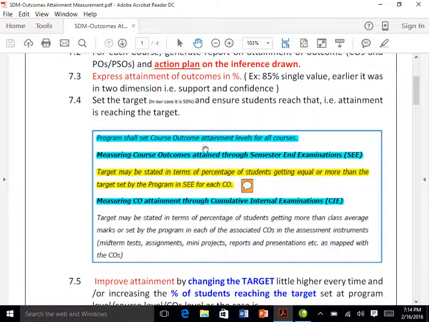Program shall set the course outcome attainment levels for all the courses. Measuring course outcomes attained through semester end examination: target may be stated in terms of percentage of students getting equal or more than the target set by the program in the semester end examination for each CO. Measuring course outcome attainment through cumulative internal examination, CIE: target may be stated in terms of percentage of students getting more than class average marks, or may be set by the program in each of the associated COs in the assessment instruments like midterm test, assignments, mini project, reports and presentation etc. as mapped with the CO.